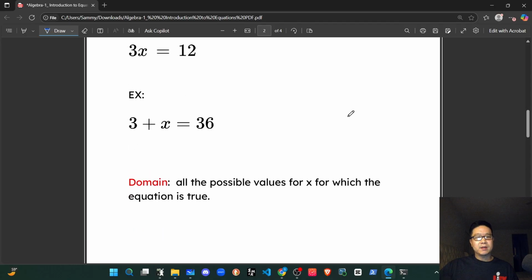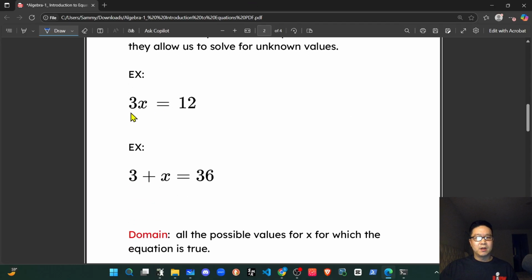Now, the reason equations are important is because they allow us to solve for unknown values. So if we were given something like this, where we have 3x equals 12, we can solve for x. There are actual techniques that allow us to solve this equation called the addition property of equality and the multiplication property of equality. We will not go over that today.